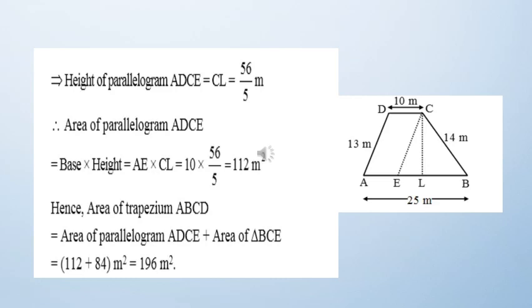Either we can use half into a plus b into h. Here I have shown you another method so that you can use this method also. Area of triangle we have already found, and area of parallelogram, you know, it is base into height. So instead of directly using the area of trapezium formula, you can use area of parallelogram plus area of triangle. Area of parallelogram is base into height, and height we have already found, so it comes out to be 112, and when we add area of parallelogram to triangle, we get the answer as 196 meters square.